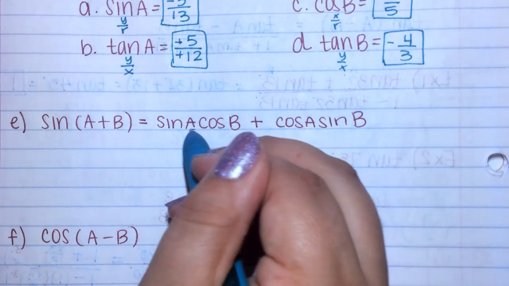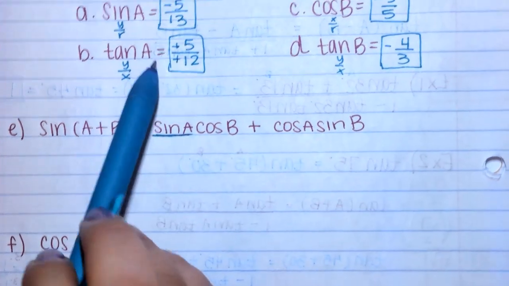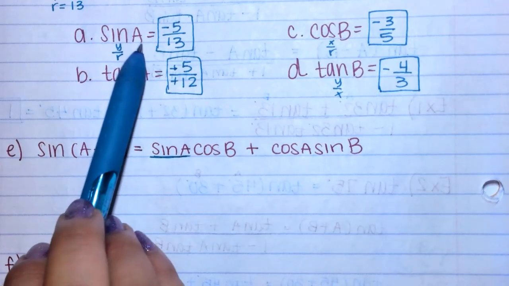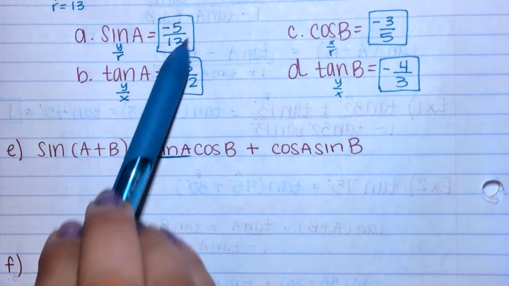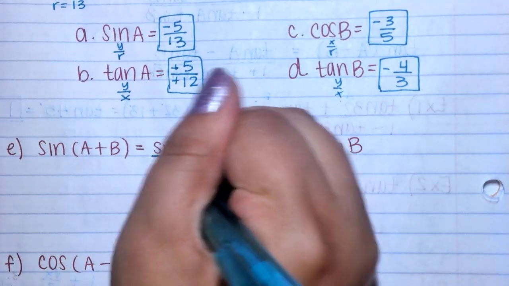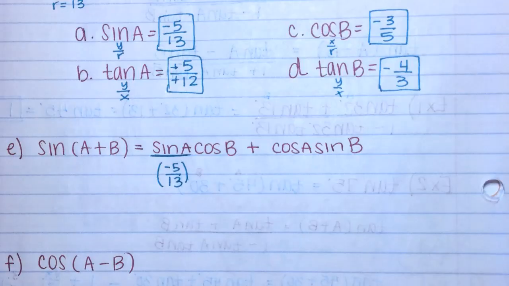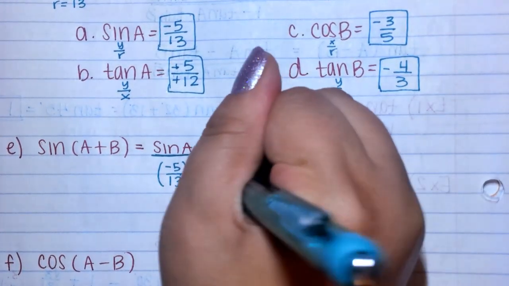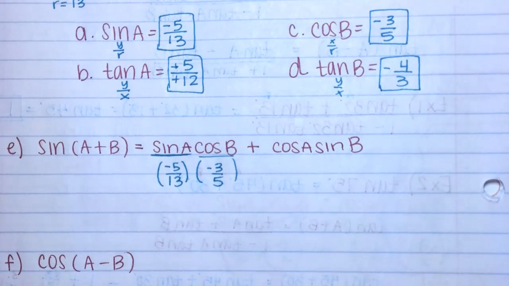Hey guys, what is the sine of A? Look up real quick. Everybody look up. Anthony, look up. Cassie, you looking up? What is the sine of A? So I am just going to write negative 5 over 13. Am I writing sine of negative 5 over 13? No, it's just negative 5 over 13. What is the cosine of B? Negative 3 over 5. Just write it down. So once you write the identity on these problems, you're just plugging in.